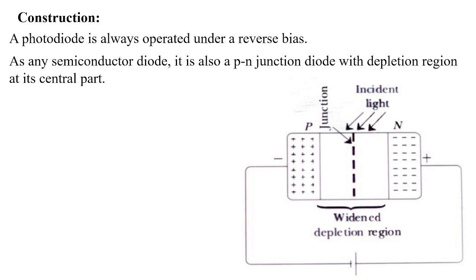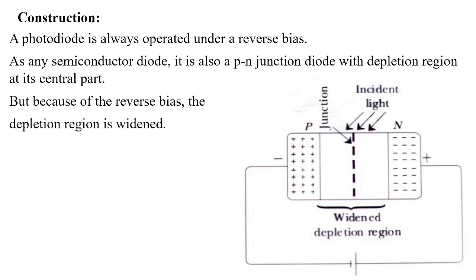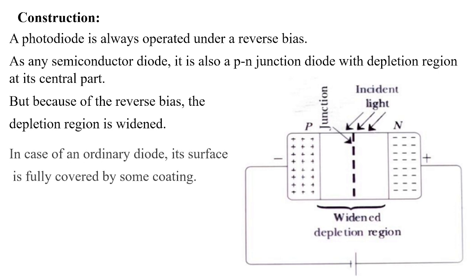A photodiode is always operated under reverse bias. Like any semiconductor diode, it is also a PN junction diode with depletion region at its central part. But because of the reverse bias, the depletion region is widened. Here in the figure you can see the depletion region widened, and that is due to the reverse bias condition.